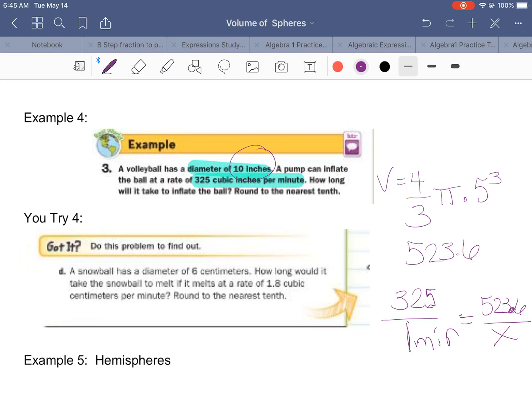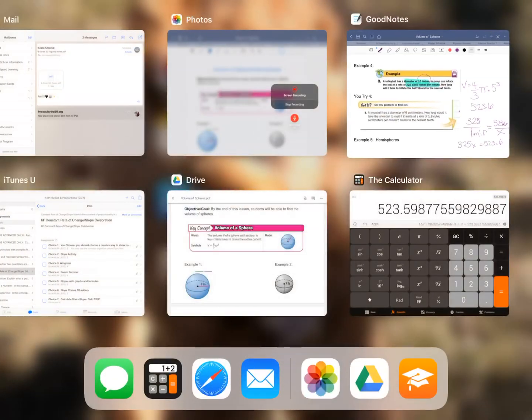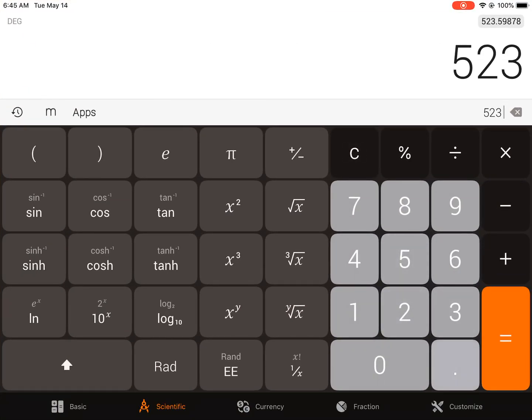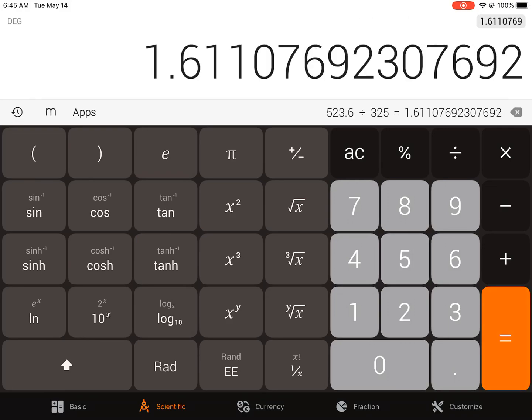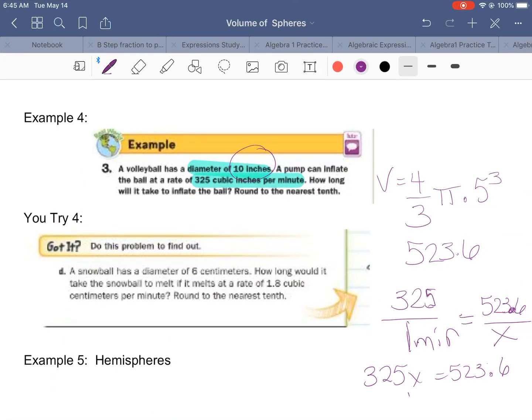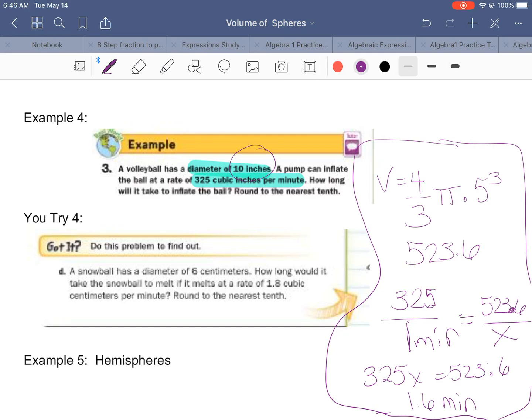So we would set up a proportion, and we would just do 325x equals 523.6, and then divide 523.6 by 325, and it will get 1.6. So it would take 1.6 minutes to inflate the ball. Okay, so that one's just a little bit trickier. This is asking us to apply our volume to how long it might take to pump something up.